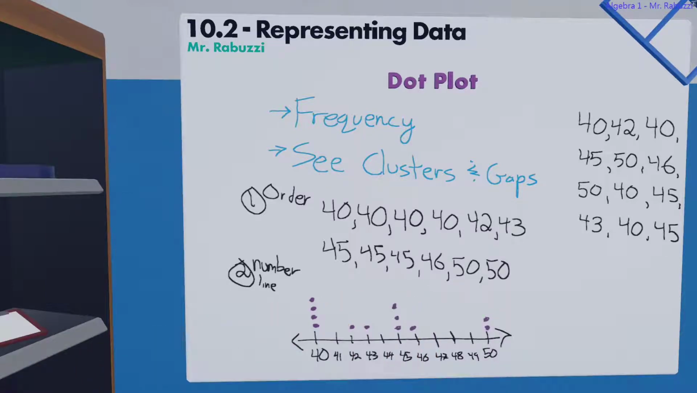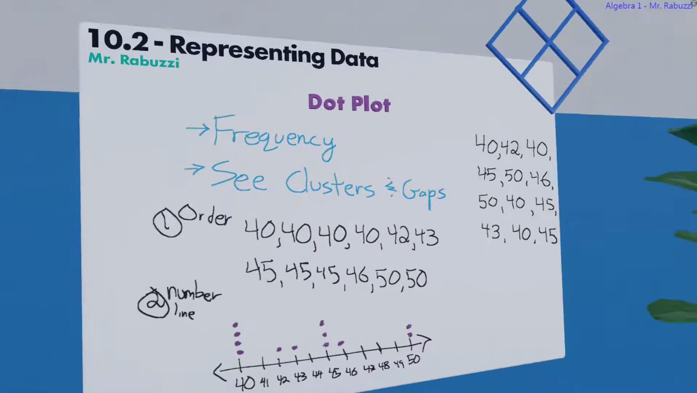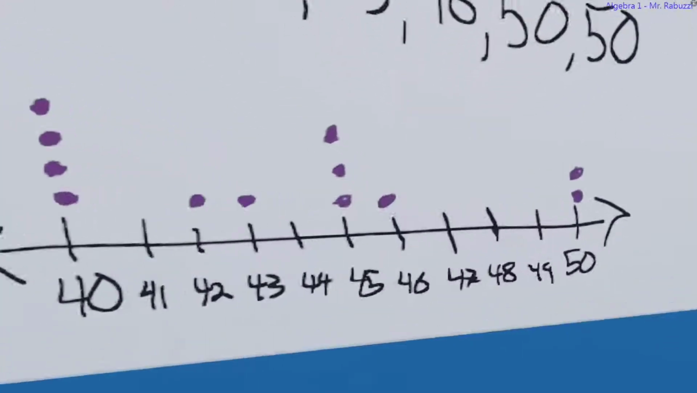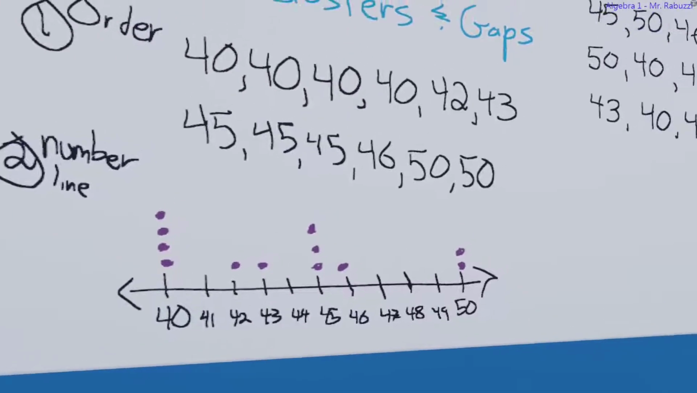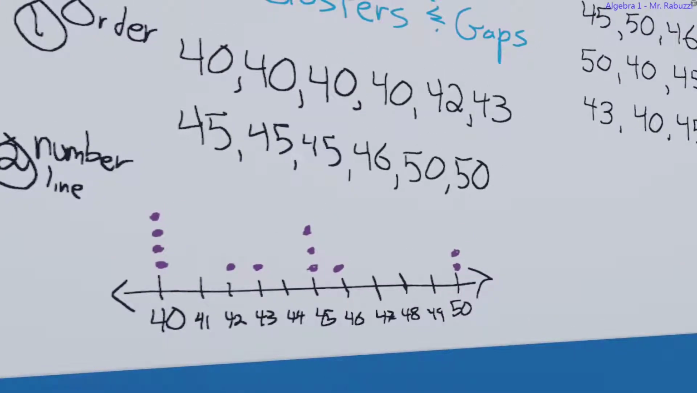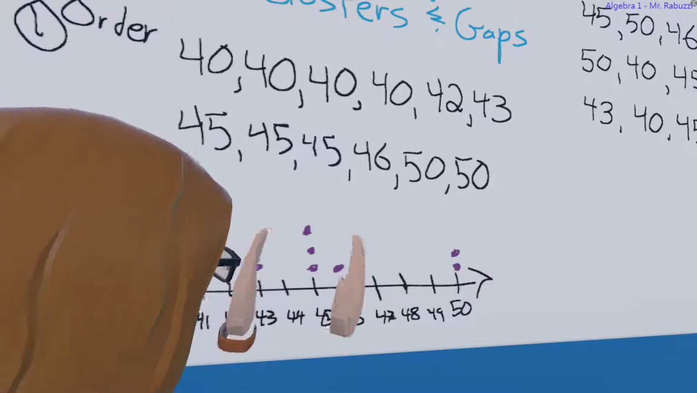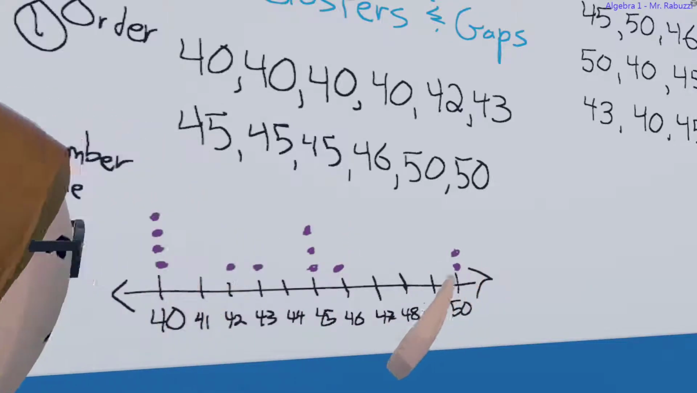Okay. So there's the picture of our data. That is a dot plot of our data. I'm going to zoom in a little bit. We'll talk about it for a second. So this helped us see that a lot of people got 40. There's a cluster here, right? There's a big group here. There's a big group in the middle. And there's 2 people at the top.